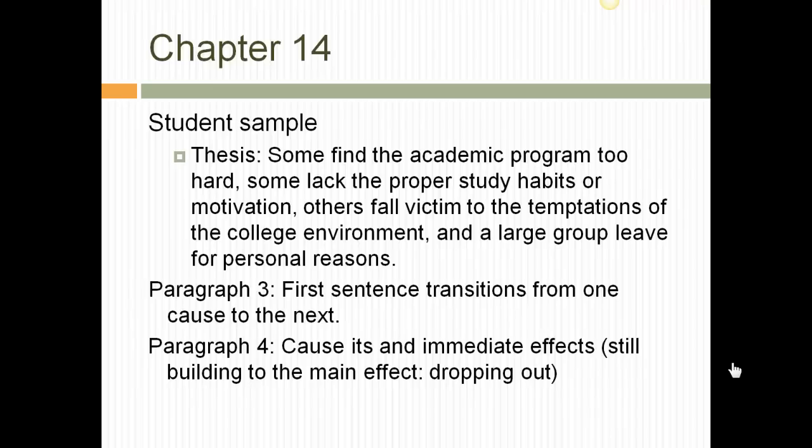All right, moving from chapter 14, I want to then go into looking at some samples from other student papers.